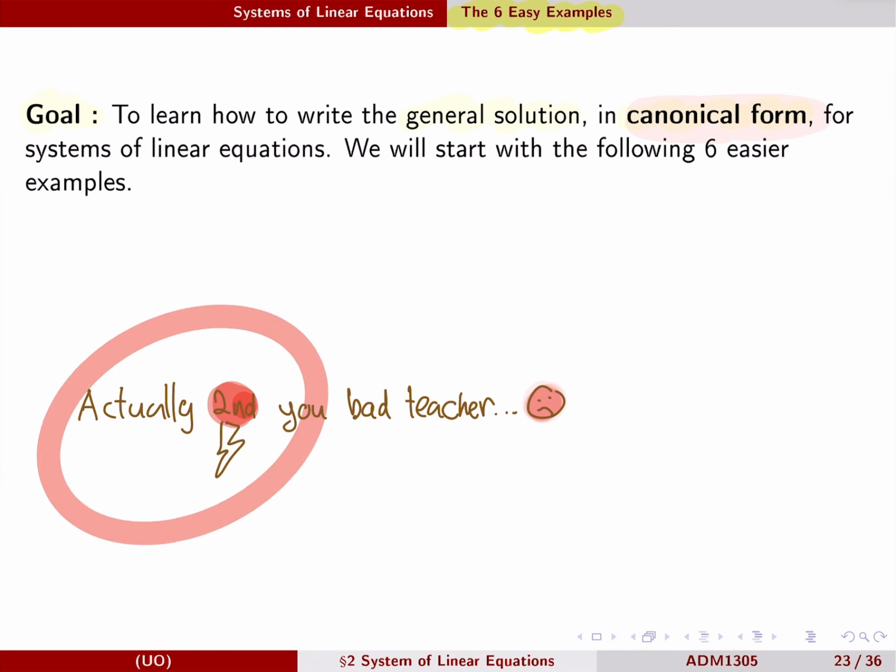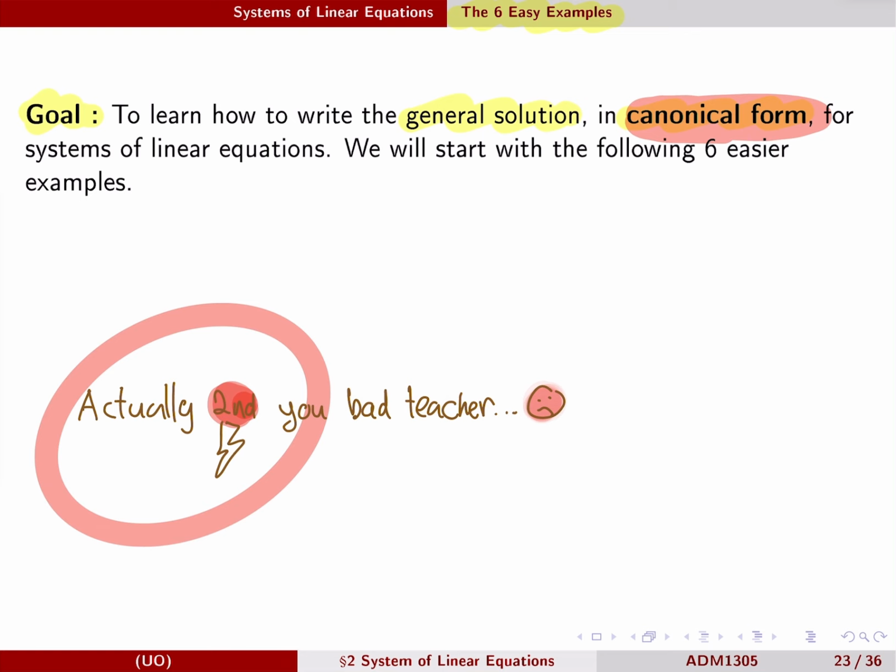But the goal of that section is still quite noble because I will use these easier examples to teach you how to write the general solution in canonical form. The notation in this class is very rigorous. We want the general solution of the system of linear equations to be written in canonical form. So I'll be using these 6 examples to show you how to do that. And then for more difficult examples, we're going to use the Gauss-Jordan elimination algorithm to get there.